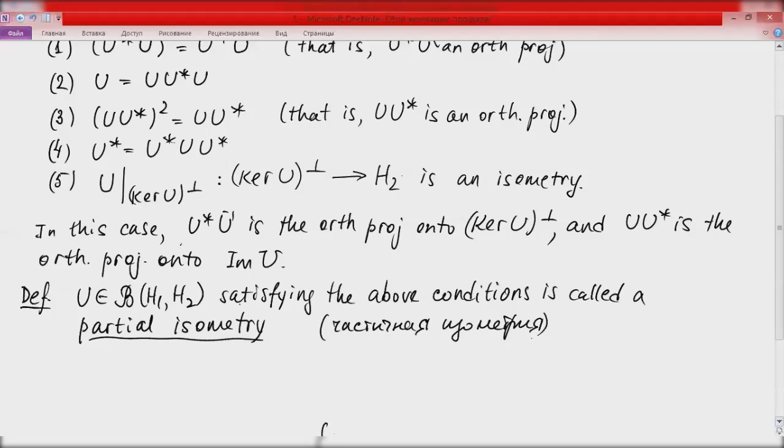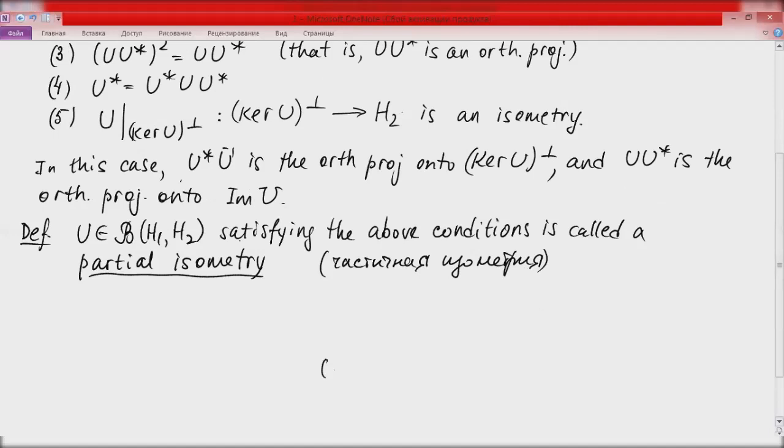And the projections which are mentioned in the statement of the theorem also have special names. The projection U star U is called the initial projection of U. And the second projection U U star, which projects onto the image of U, is called the final projection.